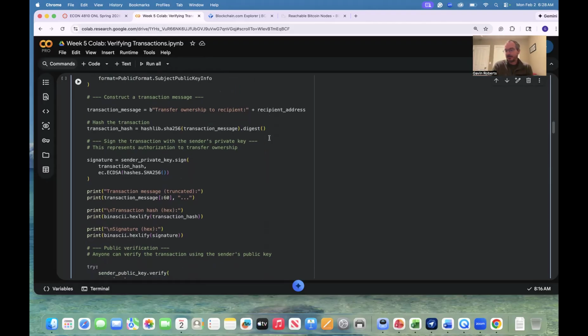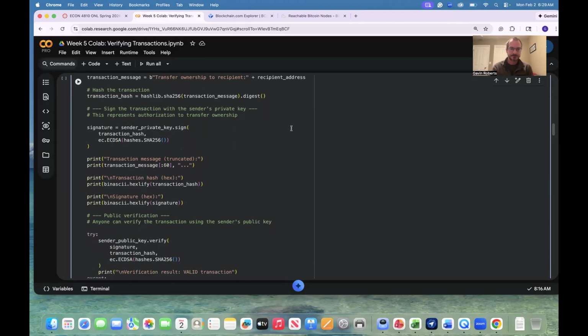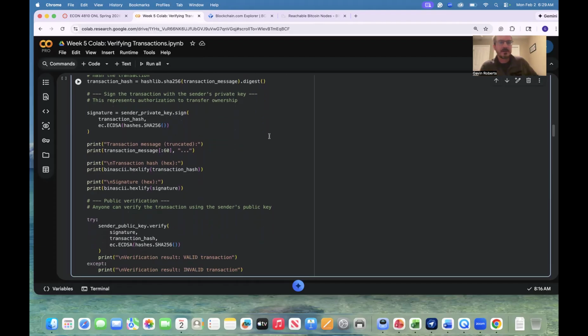So now we can have a message that essentially represents our transaction in this little Bitcoin. We are not actually sending Bitcoin or anything here, by the way. This is just a toy sort of model of how this works. So transaction message, transfer ownership to recipient plus recipient address. Now we can apply a hash function to the message and the recipient address. That, of course, produces a digest, which is the output of a hash function again.